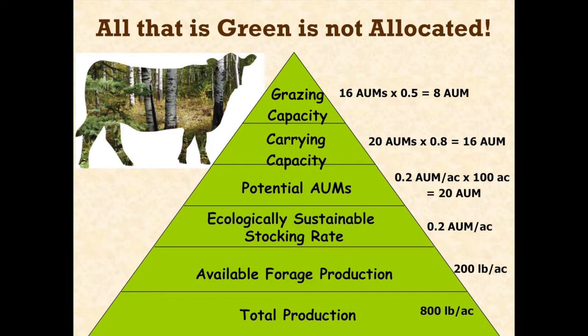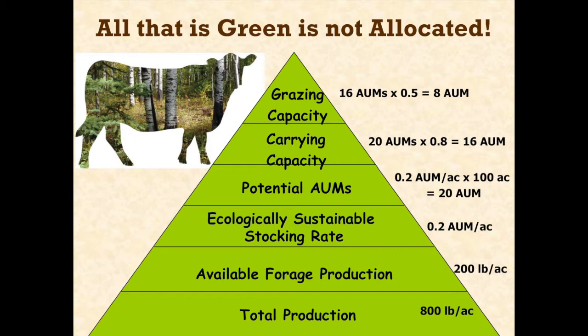A stocking rate based on available forage: if there's 200 pounds of forage, a standard AUM is 1,000 pounds and needs 1,000 pounds of forage per month. That 1,000 pound AUM is the standard that a stocking rate is built upon. So 200 divided by 1,000 is 0.2.